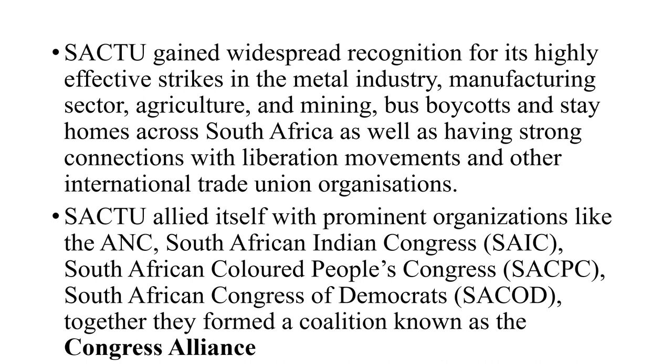So SACTU allied itself with prominent organizations like the ANC, the South African Indian Congress, the South African Colored People's Congress, and the Progressive Whites, which were the South African Congress of Democrats. Together, they formed a coalition which was known as the Congress Alliance.